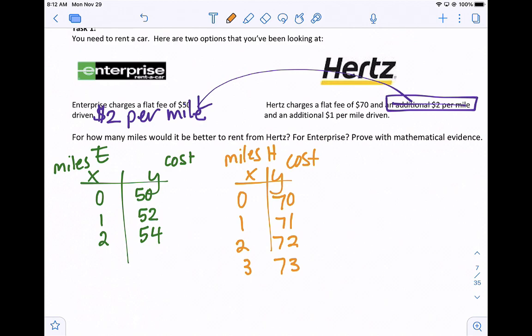So we can see that right now, between 0 and 2 miles, Enterprise is going to be cheaper. But since Hertz is only $1 per mile, we know that eventually Hertz is going to be less expensive. So let's take a look at how we can use technology to solve that.